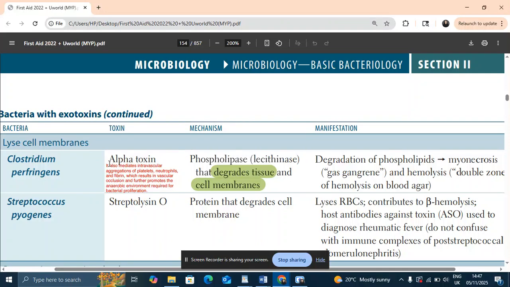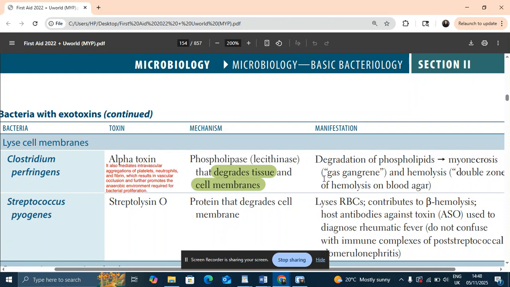So alpha toxin is a phospholipase. Lecithinase breaks down phospholipids. There is a degradation of phospholipids that leads to myonecrosis. Myonecrosis is muscle death, and when there is muscle death, it causes gas gangrene and hemolysis. And what type of hemolysis will be there? When you look at the blood agar, there is a double zone of hemolysis. Double zone means two rings around the colony: complete hemolysis and incomplete hemolysis.